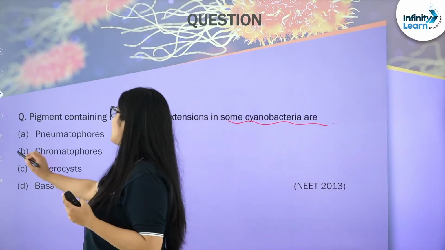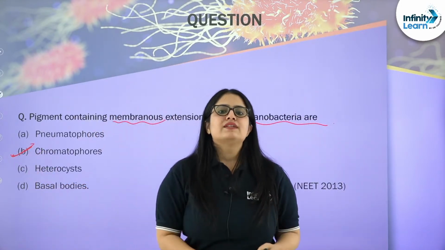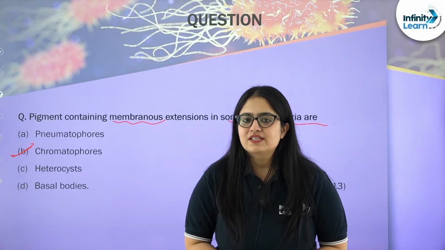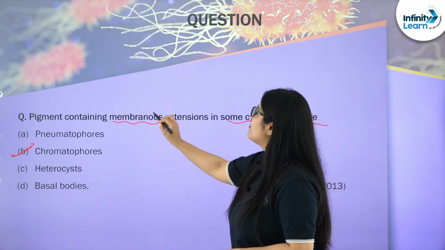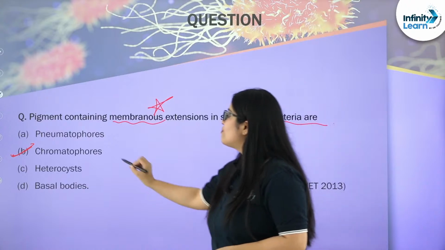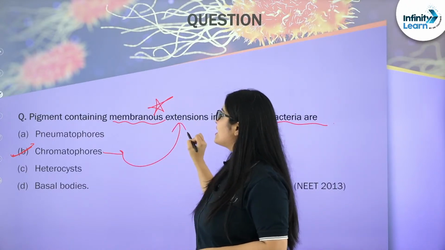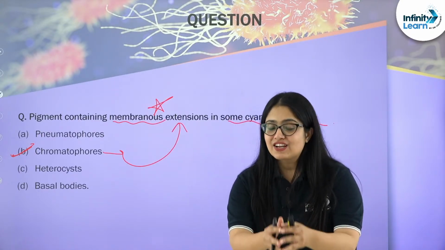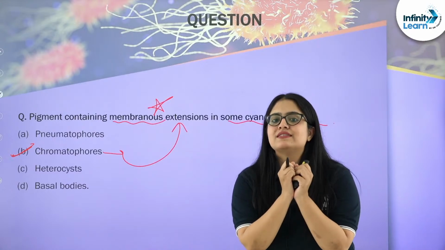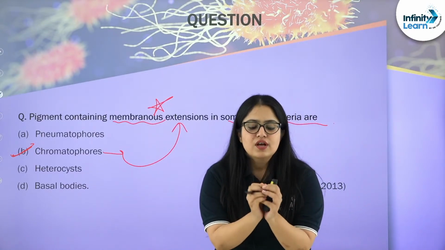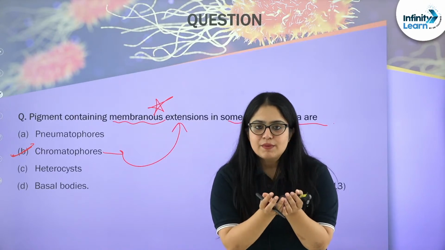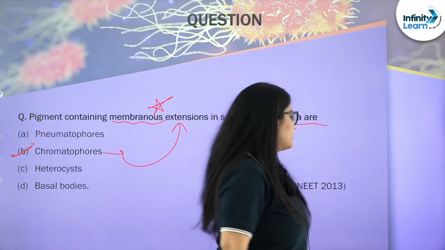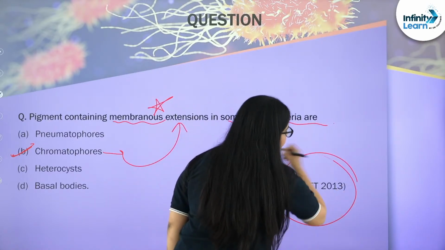Yes, it is chromatophores. So the pigments, the photosynthetic pigments, right? The pigments present in cyanobacteria are actually enclosed in the membranous extension known as chromatophores. So plasma membrane of the cyanobacteria will actually extend and enclose the pigment inside it. And such a structure in which the pigment is enclosed by plasma membrane extension is known as chromatophores. And this question was asked in your NEET 2013.